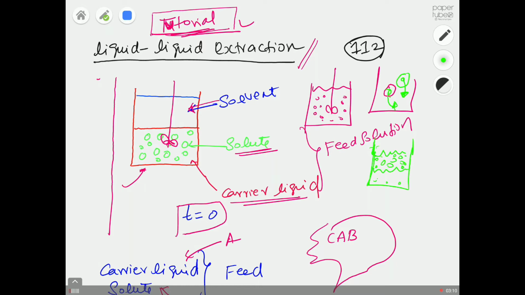And in this experiment, what we assume is your solvent and your carrier liquid are completely immiscible. So always remember this word: miscibility, immiscible, or partially miscible, or partially immiscible. These words will help you know what type of system we are dealing with whenever we talk about liquid-liquid extraction. It's not easy, but I'm going to show you some diagrams. That's the purpose of this tutorial.